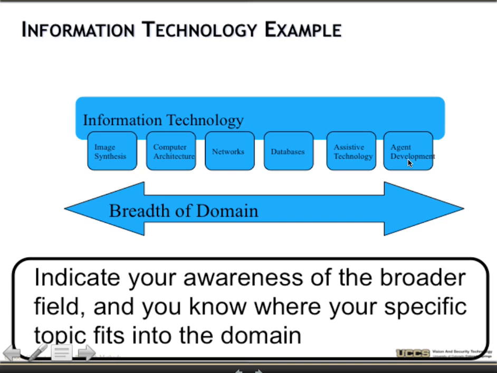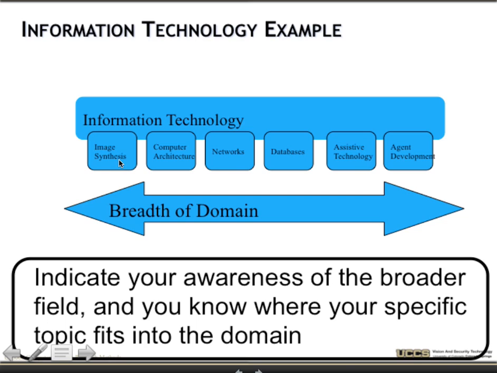And again, same thing. You're sort of showing your broader fields. And some of these might be closer than others. So if you're doing this and you're in networks, you might be talking a little bit about architecture, which has more relation, and a little less about assistive technologies or image synthesis, because those might be farther away. You don't have to cover everything. You're just going broader than your paper.